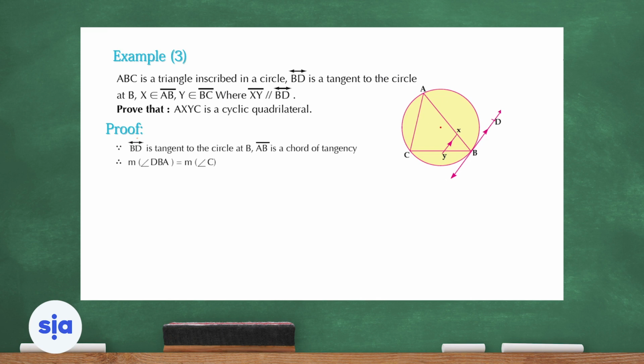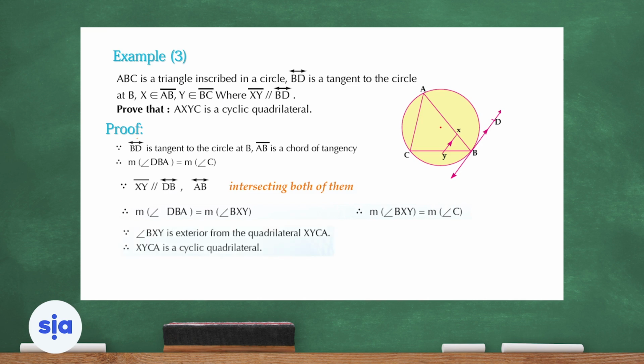Since BD is a tangent to the circle at B and AB is a chord of tangency, therefore the measure of angle DBA is equal to the measure of angle C. Since XY is parallel to DB in the givens, therefore the measure of angle DBA is equal to the measure of angle BXY, and the measure of angle BXY is equal to the measure of angle C. Since angle BXY is exterior to the quadrilateral XYCA, therefore XYCA or AXYC is a cyclic quadrilateral.